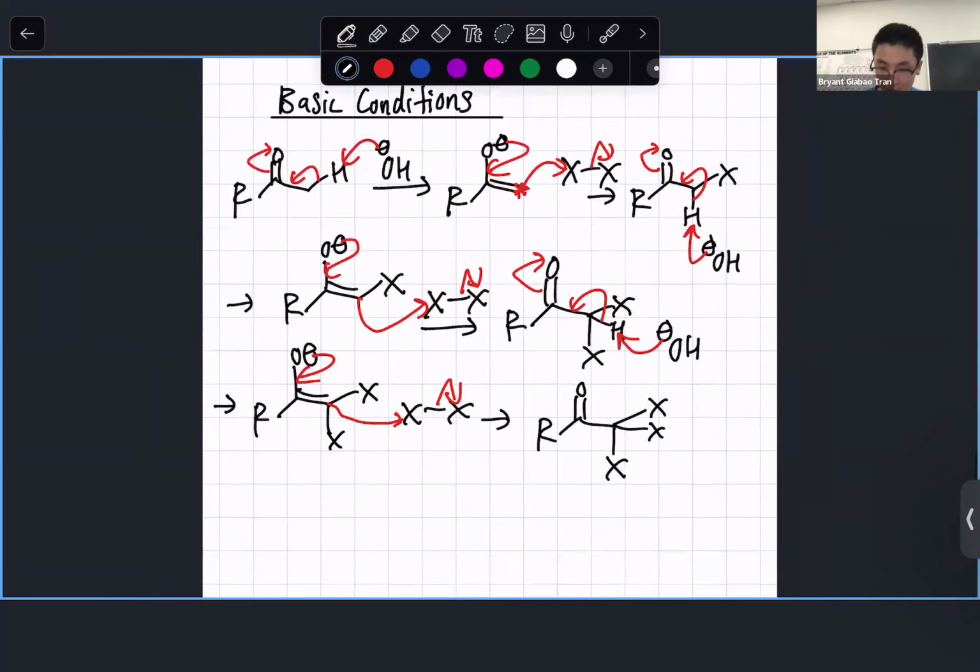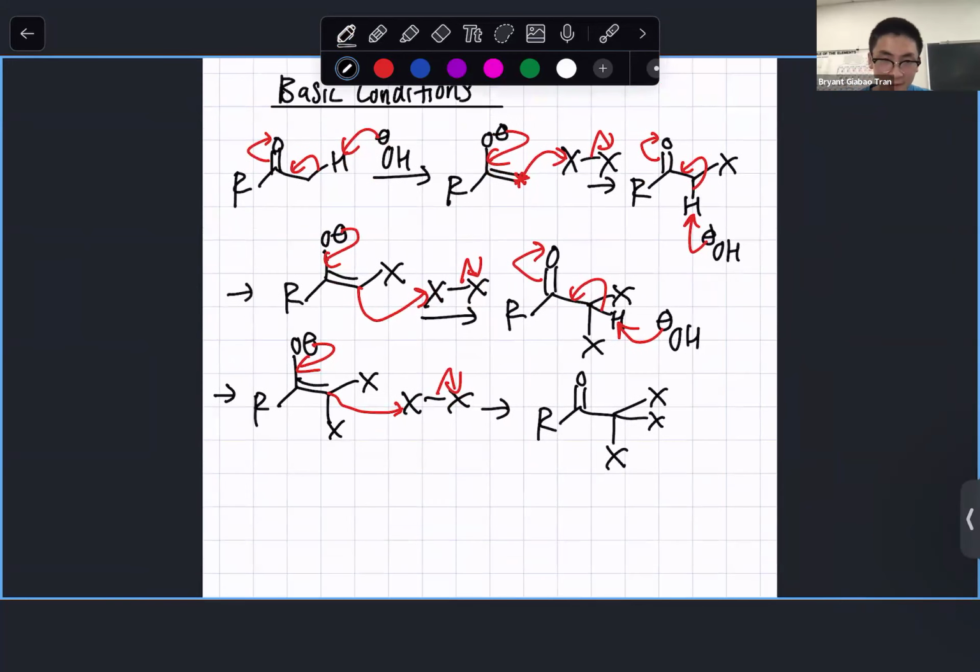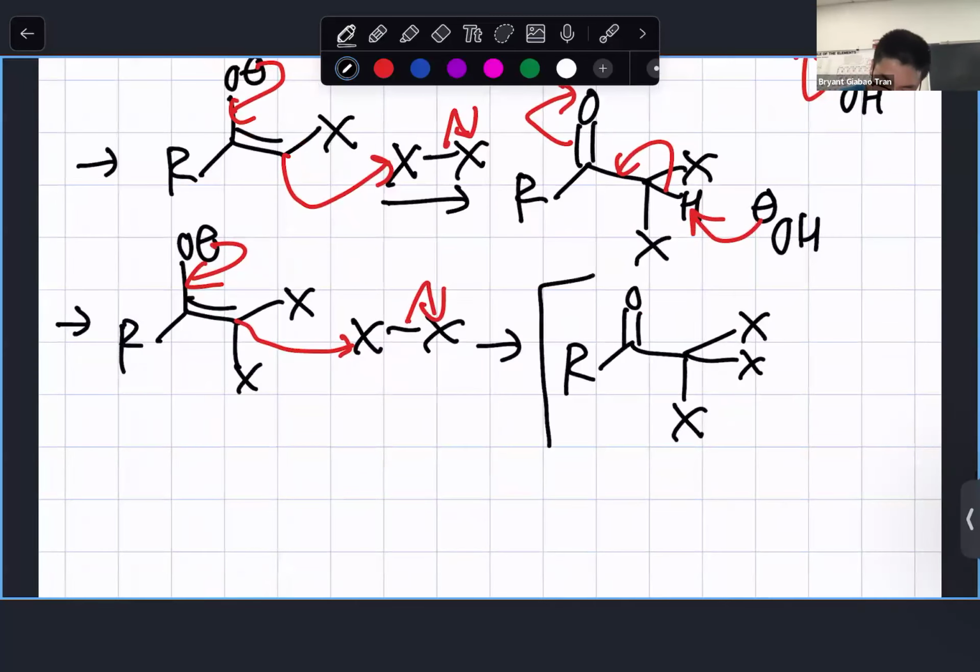But it doesn't stop here for iodine. Alpha-halogenation mechanisms. I see. Okay, yeah. So in basic conditions here, what we just formed is going to be the intermediate, because think of this whole thing as a good leaving group.